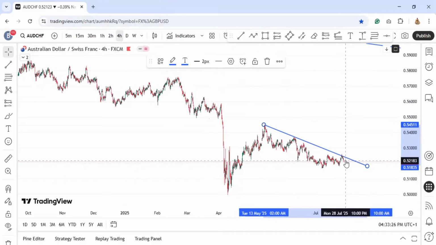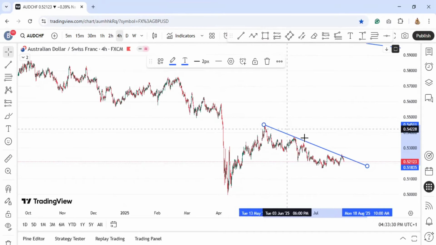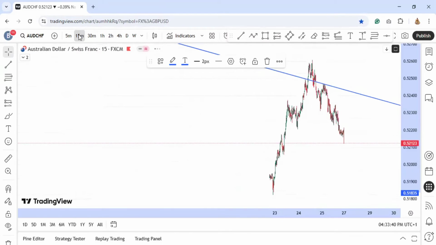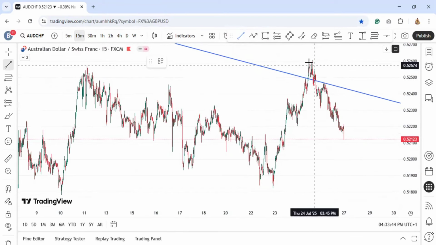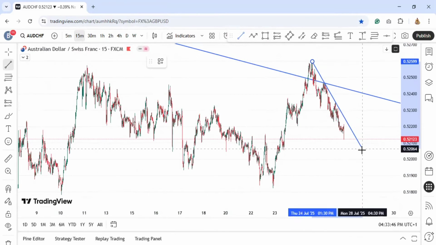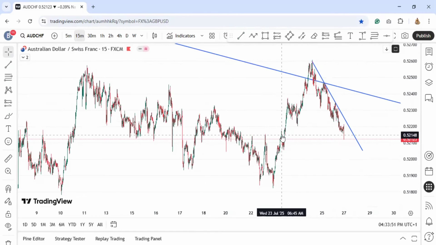So we now go to 15 minutes to wait for 15 minutes to align with all of these 3 time frames, the weekly, daily, and the 4 hours. Once it aligns, then we take our entry. So I am going to 15 minutes right now, and we can also see that 15 minutes had already aligned even with the weekly, daily, and the 4 hours time frame.